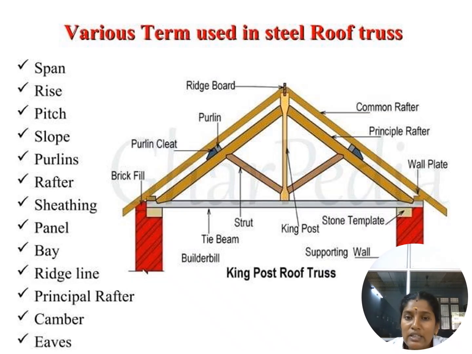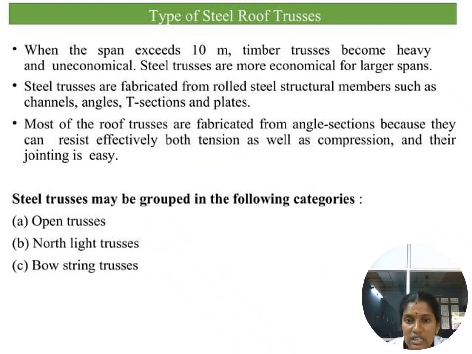So these are all the main terms used in steel roof trusses. We know the span, center to center span or end to end distance, and the rise, which is the height, and pitch and slope, and purlins, we are providing purlins here and rafters here, and sheetings above that. And panels, how many bays we are providing, and ridge line, principal rafters, and camber rafters, also principal rafters, and eaves, the point of eave. So these are all the main terms we are using in steel roof structures.